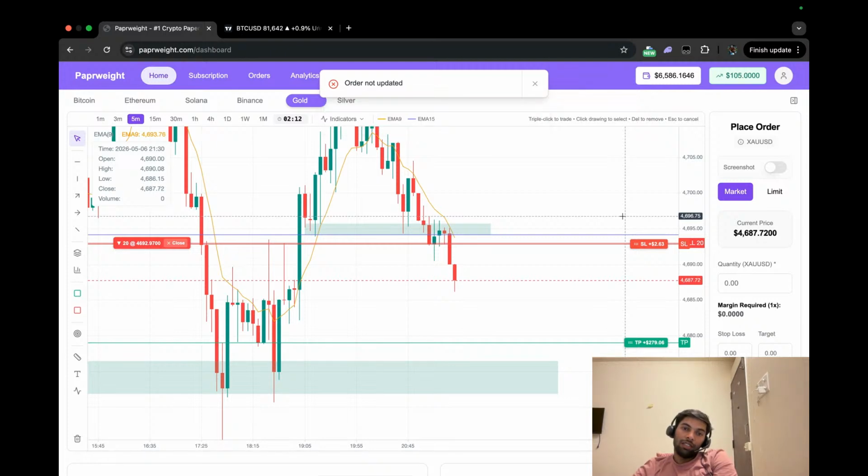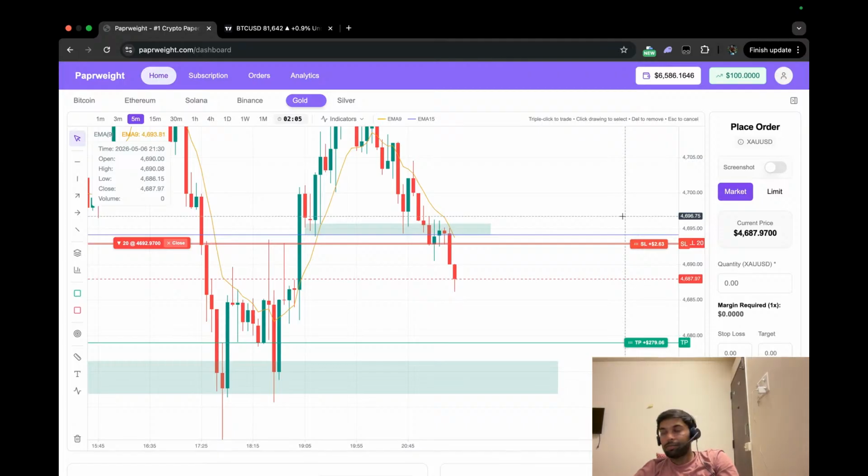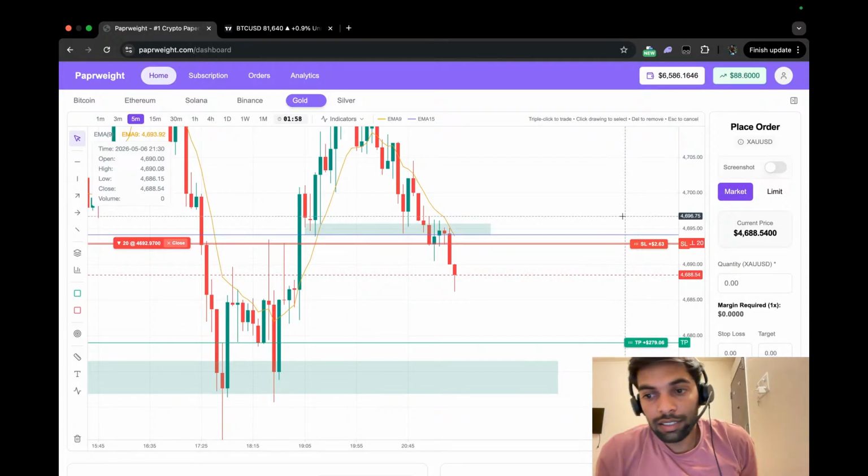So there is nothing in this trade to lose, just to gain. So let's wait for our target. Let's wait for our target, guys.